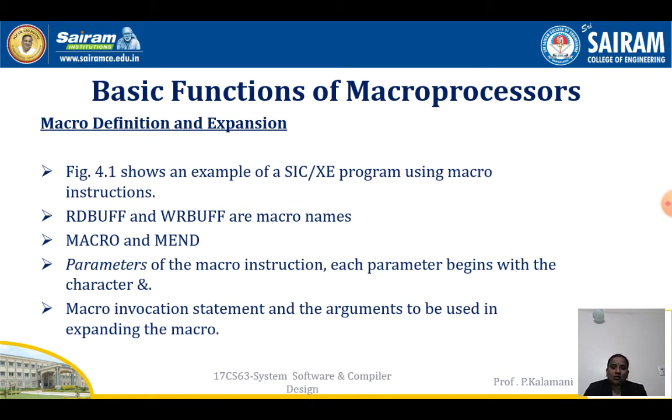Next we will see how macros are defined and expanded. So we will take the example shown in figure 4.1. We have used two macro names, rdbuff and wrbuff, and each macro begins with the word macro and ends with mend. Parameters of the macros are specified with the ampersand symbol, and then there are macro invocation statements and the arguments to be used for expanding macros.